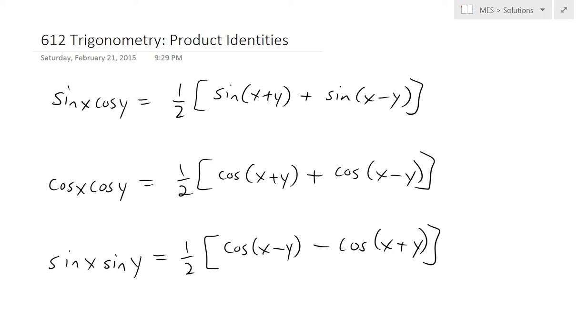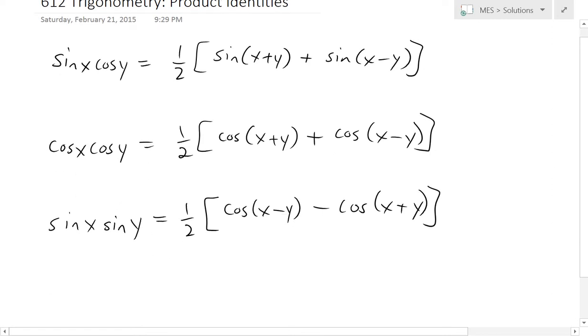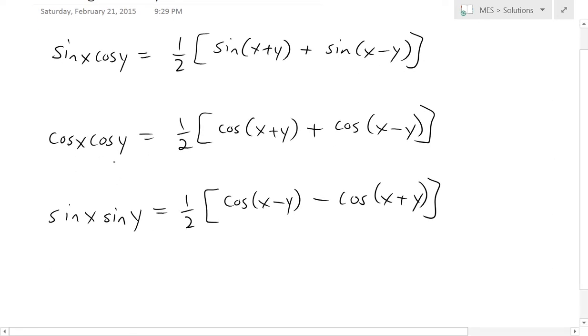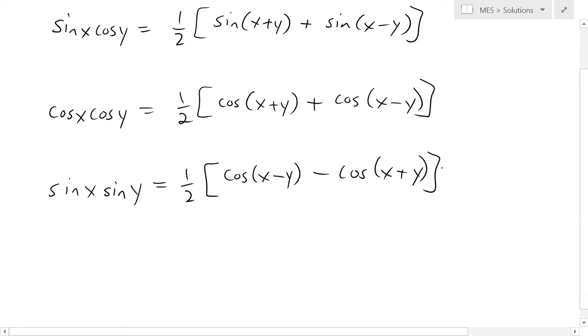Time to discuss further into trigonometry and now look at the product identities and basically cover these three identities. They're all pretty much similar. It says sine x cos y equals 1/2 times sine of x plus y plus sine of x minus y. Then for cos x times cos y, you'll have 1/2 times cos of x plus y plus cos of x minus y, and for sine x sine y we get 1/2 times cos of x minus y minus cos of x plus y.